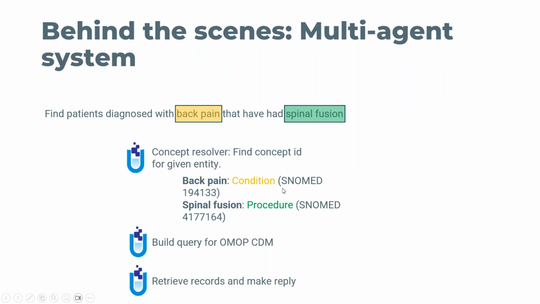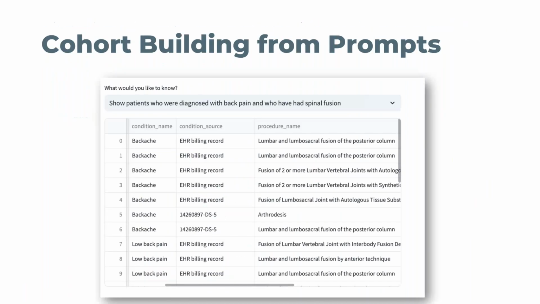Then another agent will say, back pain in SNOMED has this code, and spinal fusion in SNOMED has the other code. Then we may have another agent that will say, if you are talking about conditions and procedures, we need to use the condition occurrence table and procedure occurrence table in our query. Then we can build the query, validate it, review it, and make sure the query is valid. Then we can run the query to retrieve the final results. And then we find all of the sources.